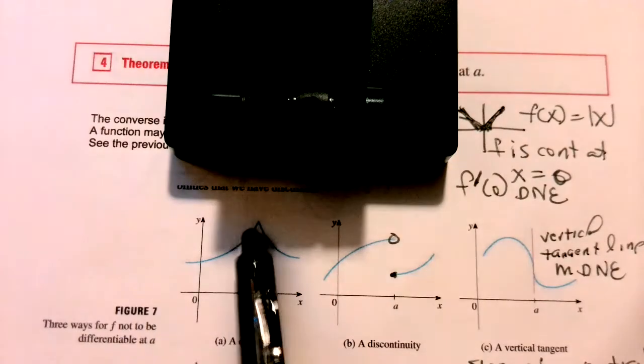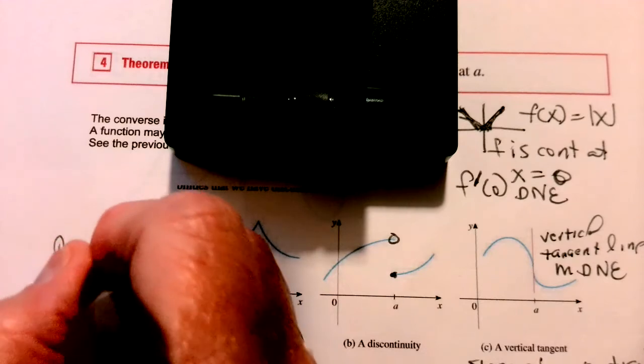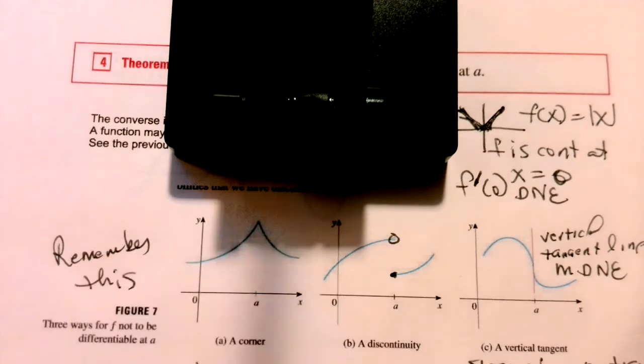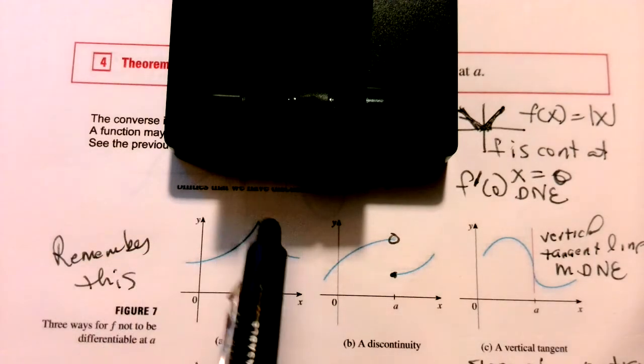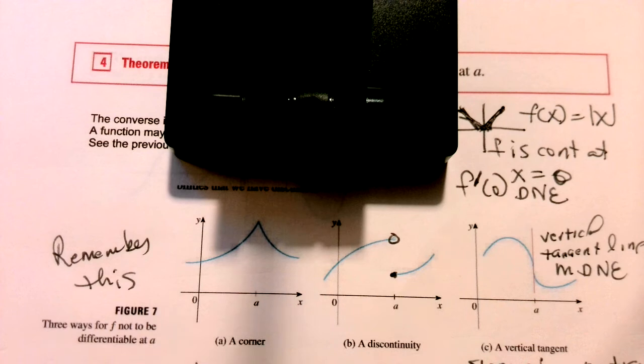Okay, so those are the 3 ways you've got to remember. Those are the 3 cases. You got to remember this. That a function will not be differentiable if it's got a sharp corner, where it's discontinuous, and where there's a vertical tangent line.